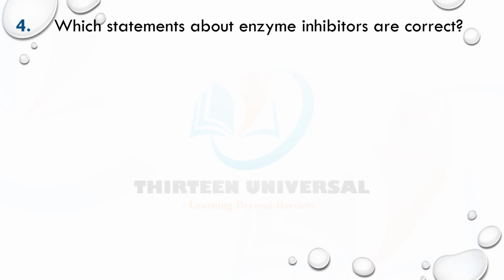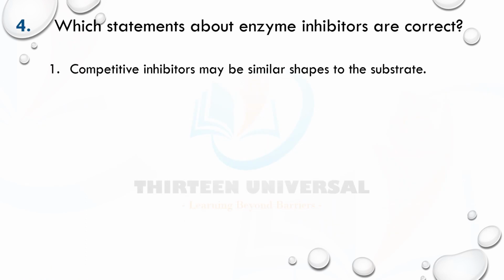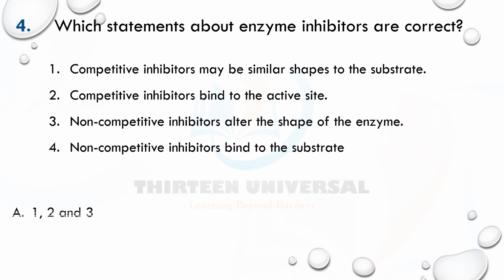All right, which statements about enzyme inhibitors are correct? Number one, inhibitors may be similar shape to the substrate. Is this correct? Competitive inhibitors bind to the active site. Non-competitive inhibitors alter the shape of the enzyme. Non-competitive inhibitors bind to the substrate.